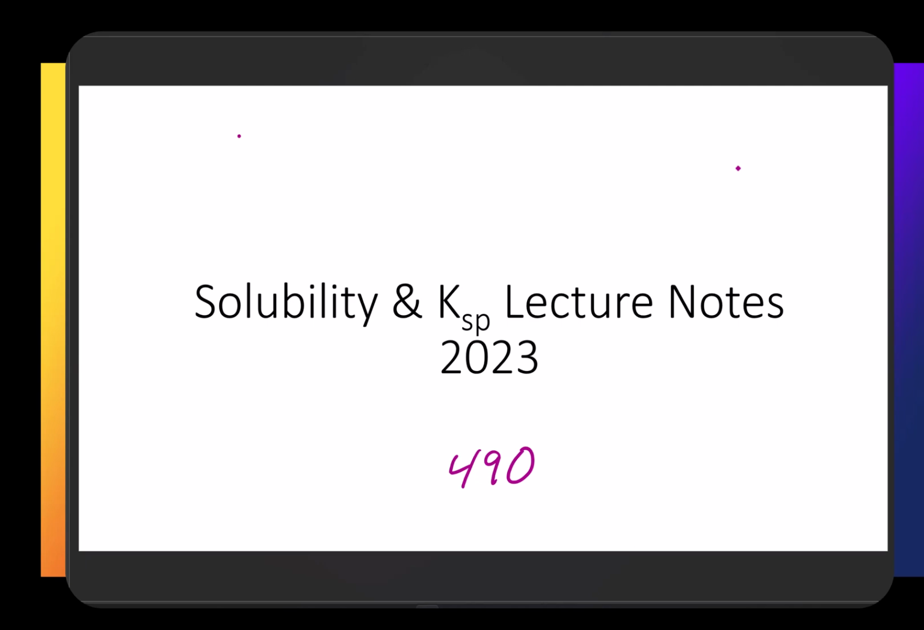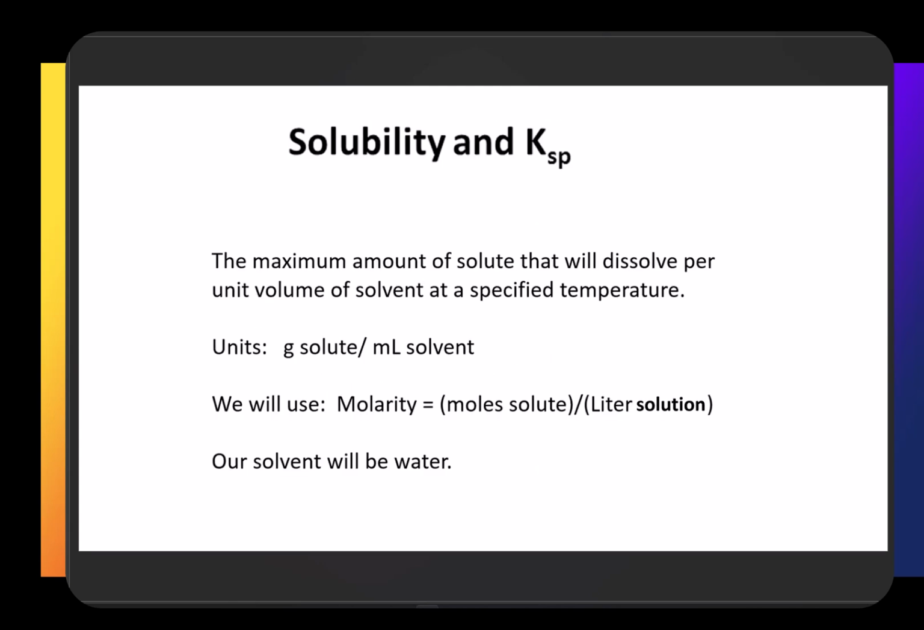We're going to start today on page 490, which is solubility and Ksp. Solubility is defined as the maximum amount of solute that will dissolve per unit volume of solvent at a given temperature. In tables, you're usually going to find it in grams of solute per milliliters of solvent. But for our computations, we're going to use molarity, moles of solute per liter of solution, and our solvent is always going to be water.